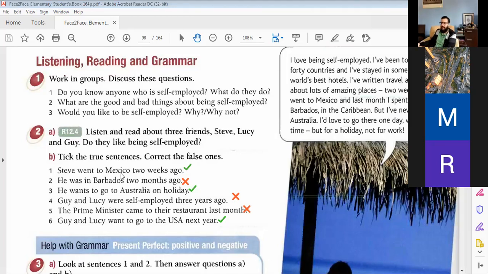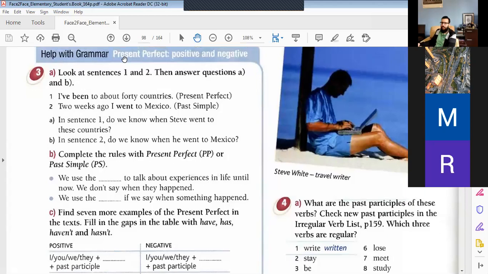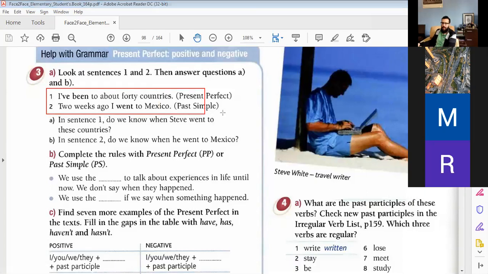So, this is a quick story, some quick information about Steve, Lucy, and Guy. Now here, I want to take you to the grammar exercise number 3. So here, we're going to talk about present perfect, positive and negative. So we have number 1 and we have number 2. Can you see these 2 sentences? Yes. Okay.